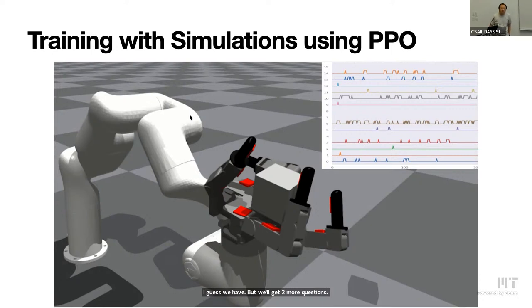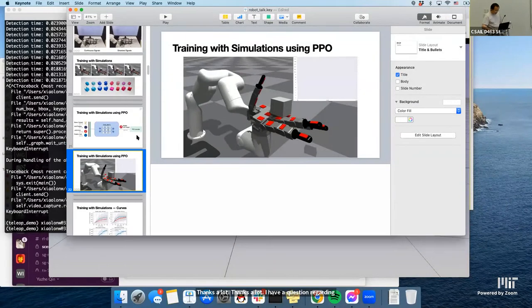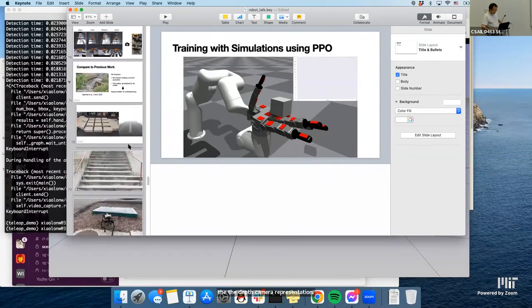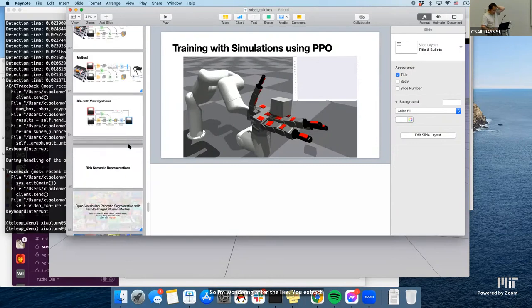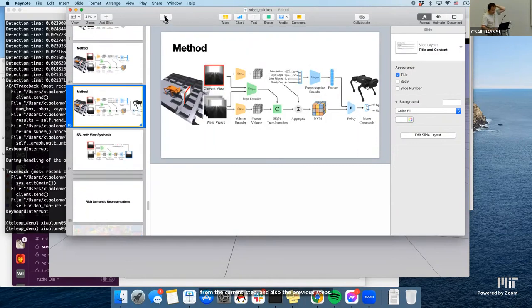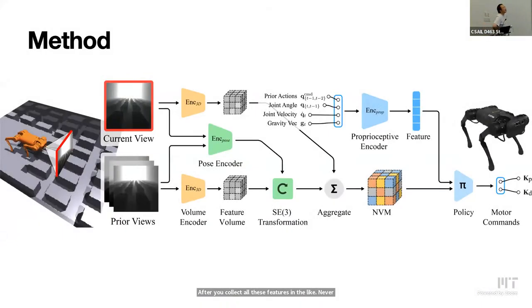Thanks a lot. I have a question regarding the depth camera representation. After you extract features from the current step and also the previous steps, and you collect all these features, how many dimensions do you reduce it to? I think if I remember correctly, this one is kind of 32x32x32, so this 256 2024 kind of dimension. So it's like eight times each. So it still contains reasonably large information.